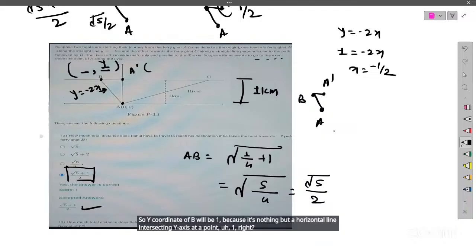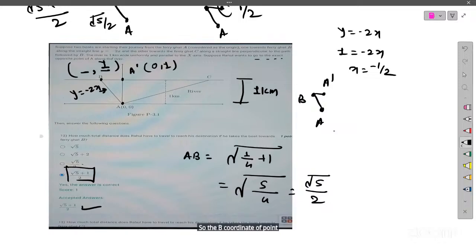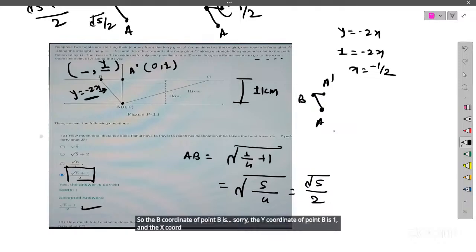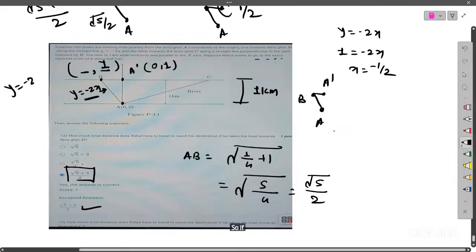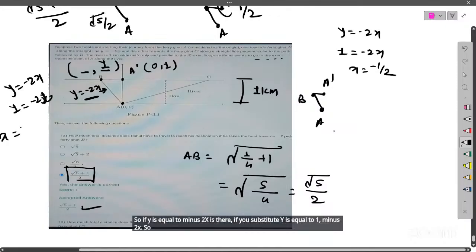So the coordinates of A prime, you can say that's nothing but (0, 1). So the y coordinate of point B is 1, and the x coordinate you can find out using the line. If y equals -2x, substitute y = 1, so you'll get x = -1/2. So the x coordinate of B is -1/2.